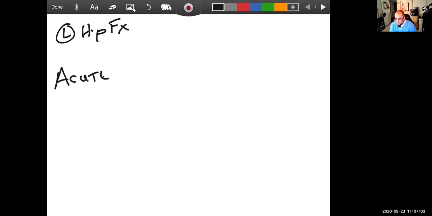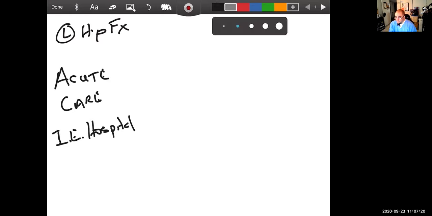So acute care, IE hospital. Right, that's where they're gonna start out at. Now, as soon as you start seeing your patient, you have to start thinking about where they're going to go. That should be in your mind even as a PTA, because you're going to be asked your opinion on this. Where do I want to send them? What are they safe to do? What is the most ideal place to send a patient after they leave the hospital?